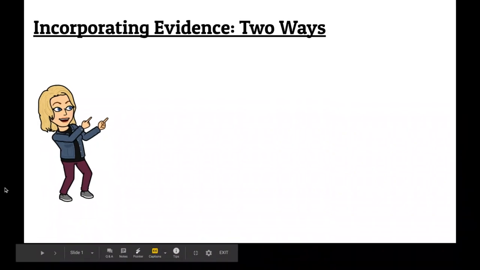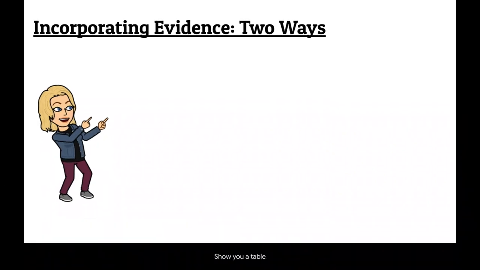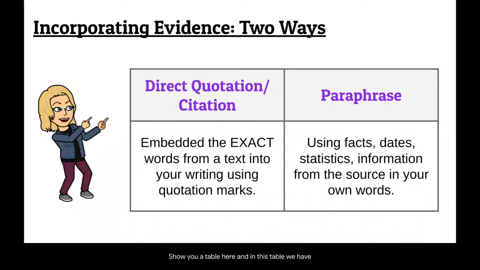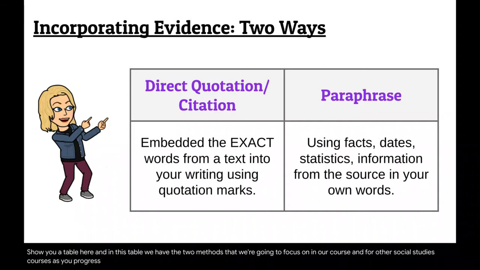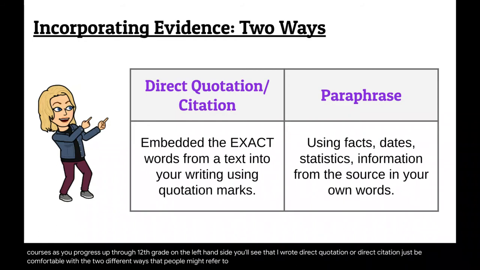So I'm going to show you a table here. And in this table, we have the two methods that we're going to focus on in our course and for other social studies courses as you progress up through 12th grade. On the left-hand side, you'll see that I wrote direct quotation or direct citation. Just be comfortable with the two different ways that people might refer to this method.